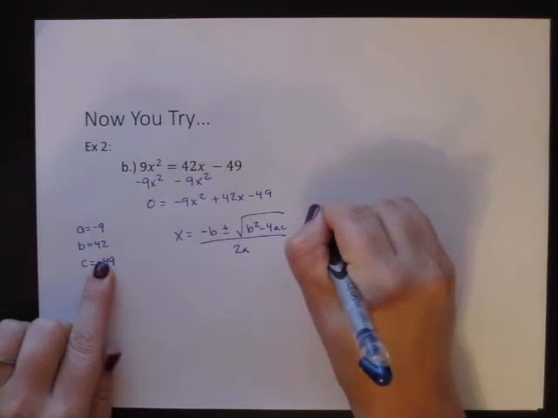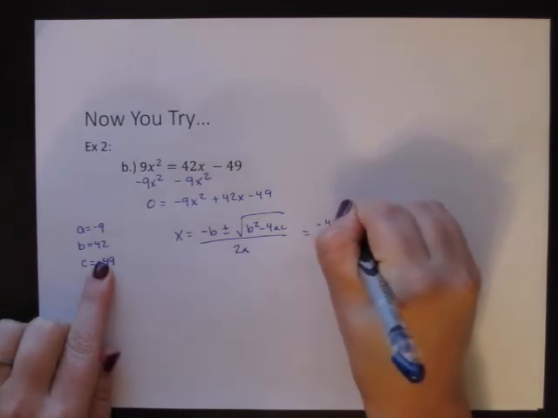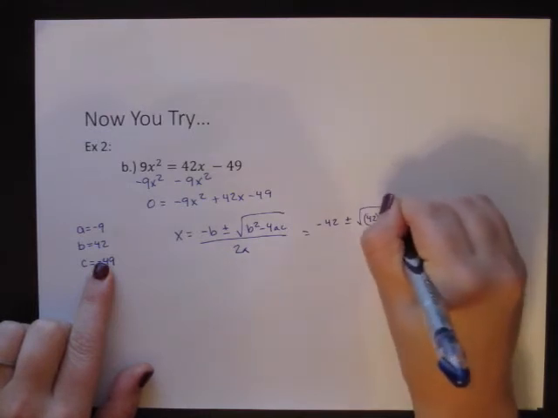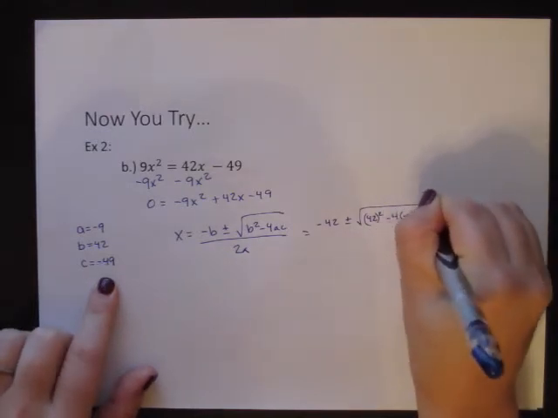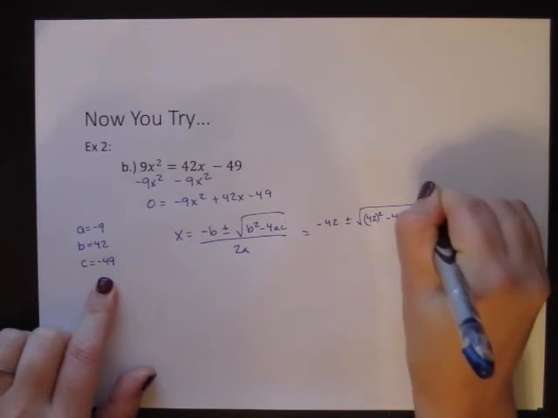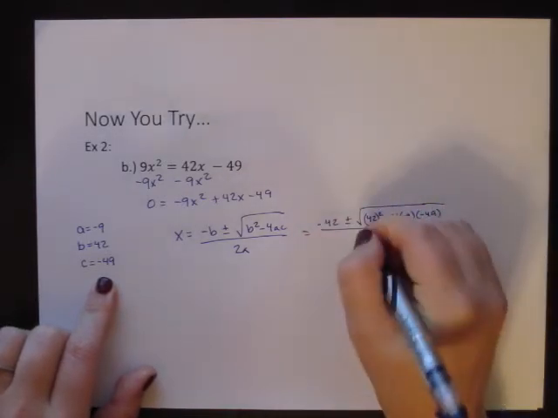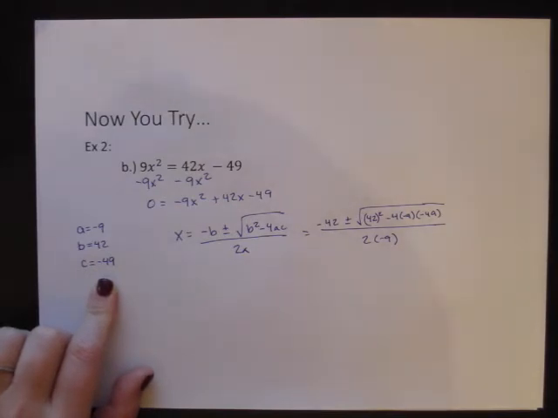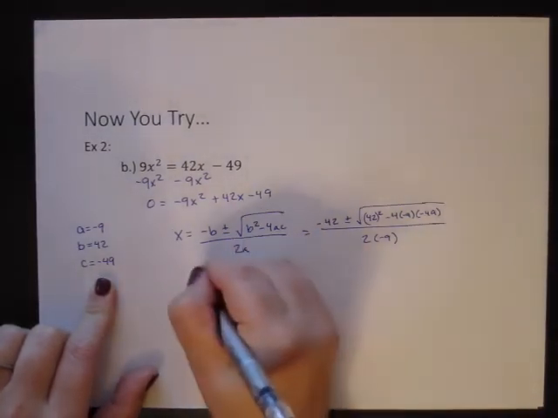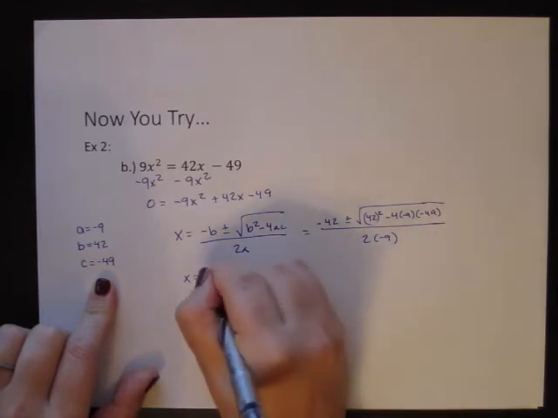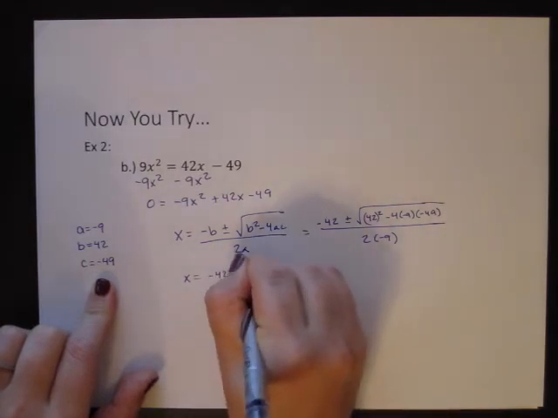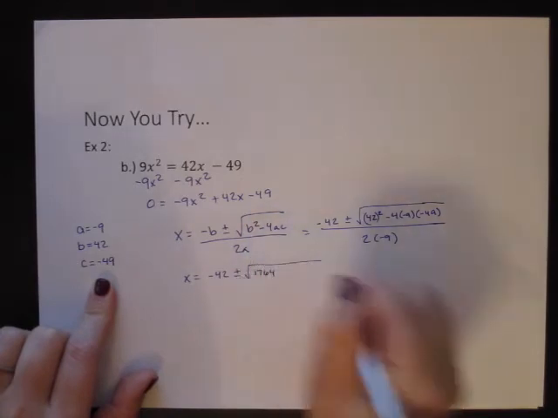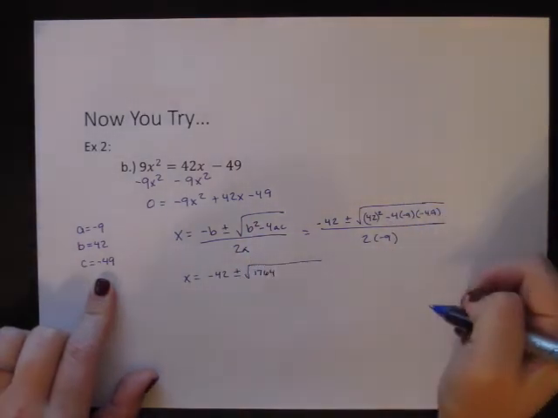So this would be negative 42 plus or minus the square root of 42 squared minus 4 times negative 9 times negative 49 all over 2 times negative 9. Okay, so this would be x equals negative 42 plus or minus the square root. 42 squared is 1,764. Negative times a negative is a positive.